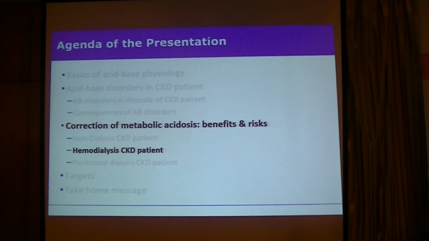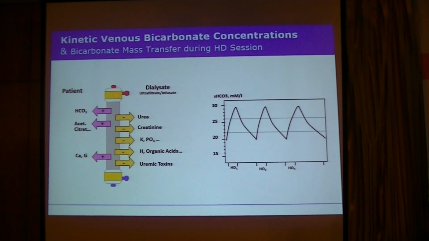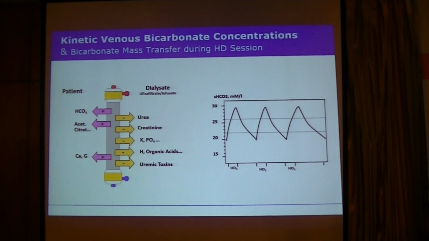So the second element is of course the dialysis patient, and the story is a little bit different. Back to the basics. When you are doing dialysis, hemodialysis, hemodiafiltration, any form of dialysis, the idea is of course to remove a lot of uremic substances, also to remove organic acid and some hydrogen which are associated with organic acid, and to bring back to the patient some bicarbonate.